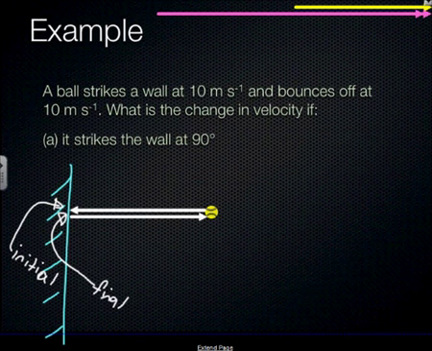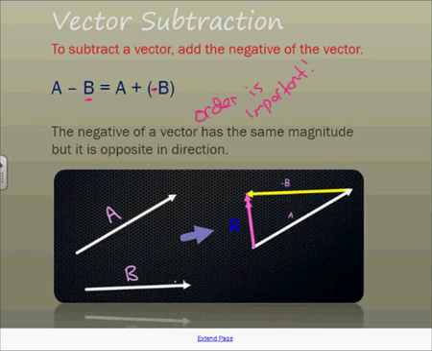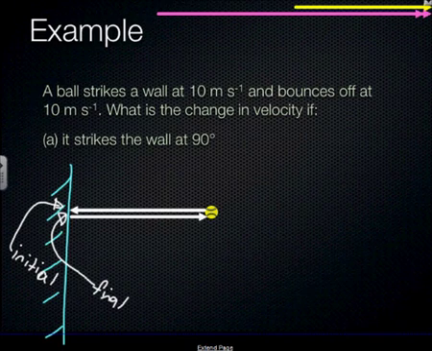So, for example, here we've got A and B. Now, what we've done is you make a negative B. In other words, you turn this B vector around, so it has this arrow going the other direction, and then you just add them like you would any vector. So, for example, what we have here is a ball strikes a wall at 10 meters per second, bounces off at 10. Okay, perfectly elastic. Strikes the wall at 90 degrees.